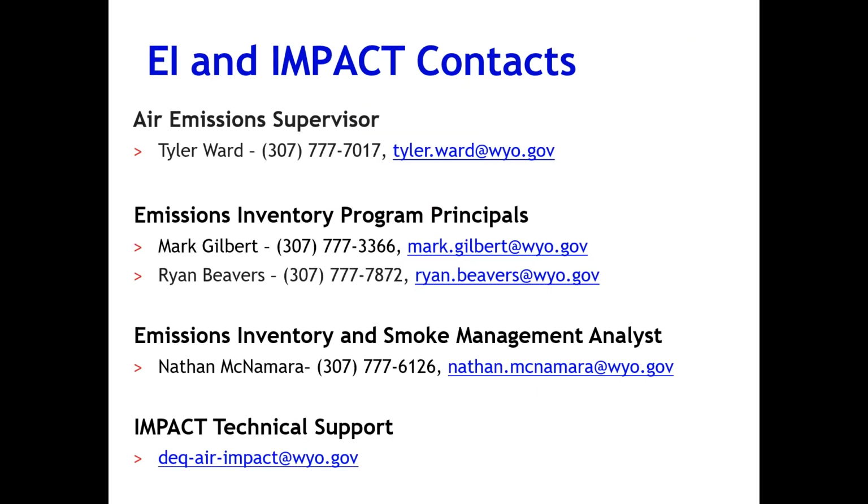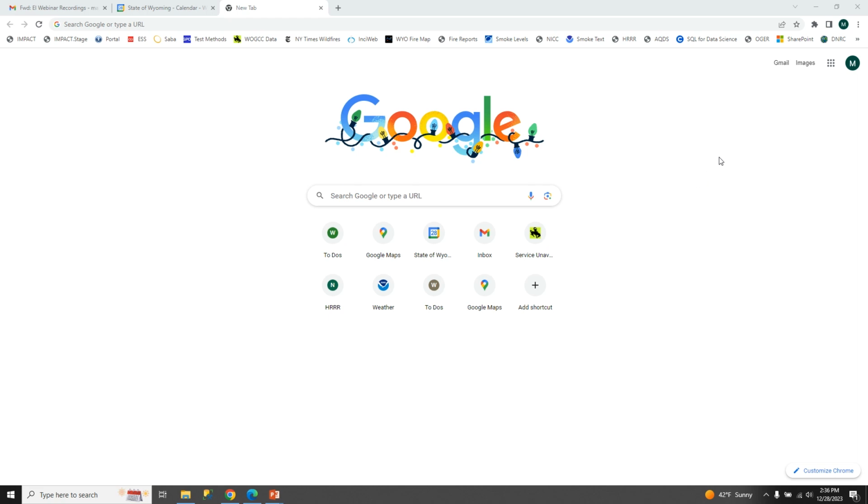So first we'll go over some of the contacts. The Air Emissions Supervisor is Tyler Ward, and then the program principals for our group are myself, Mark Gilbert, and Ryan Beavers. And then we have Nathan McNamara, who's the Emissions Inventory and Smoke Management Analyst. So if you have any emissions inventory related questions, please reach out to one of us. And then if you have any technical impact questions, please email the deq-air-impact@wyo.gov email address.